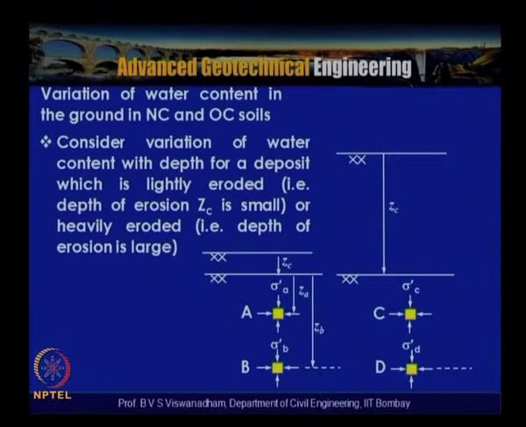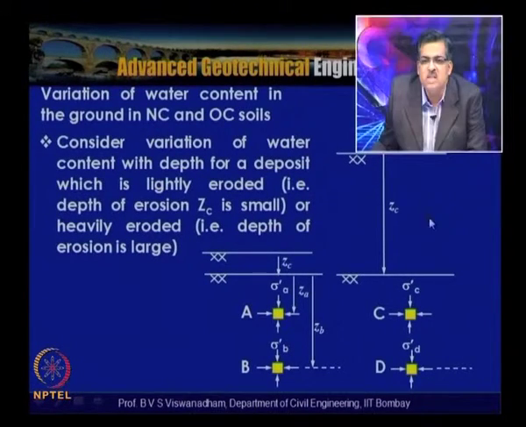Now let us see the variation of water content in normally consolidated and over consolidated soils. We have been pointing out that for normally consolidated soils the water content will be very high, and for over consolidated soils the water content is less. So consider the variation of water content with depth for a deposit which is lightly eroded, that is, the depth of erosion is small, or heavily eroded, that is, the depth of erosion is very large.